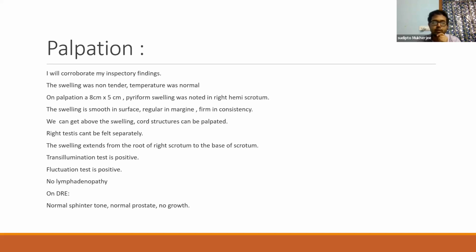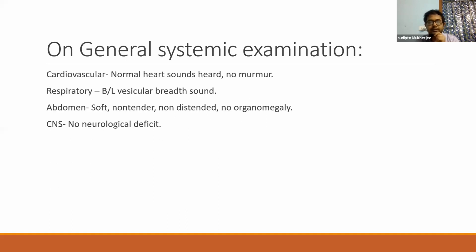Transillumination test was found to be positive. Fluctuation test was positive. There was no lymphadenopathy. On digital rectal examination, the sphincter tone was normal. Normal prostate was found and no rectal growth. On general system examination, the cardiovascular system, respiratory system, abdomen, and central nervous system were found to be within normal limits.